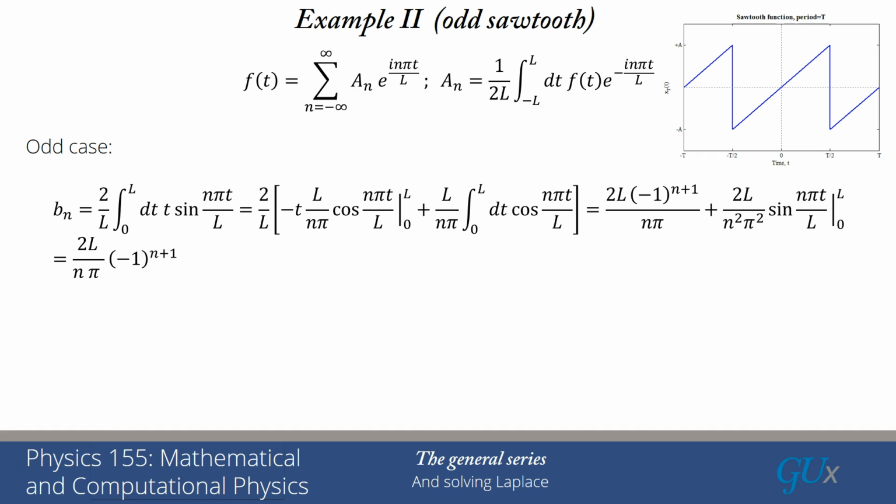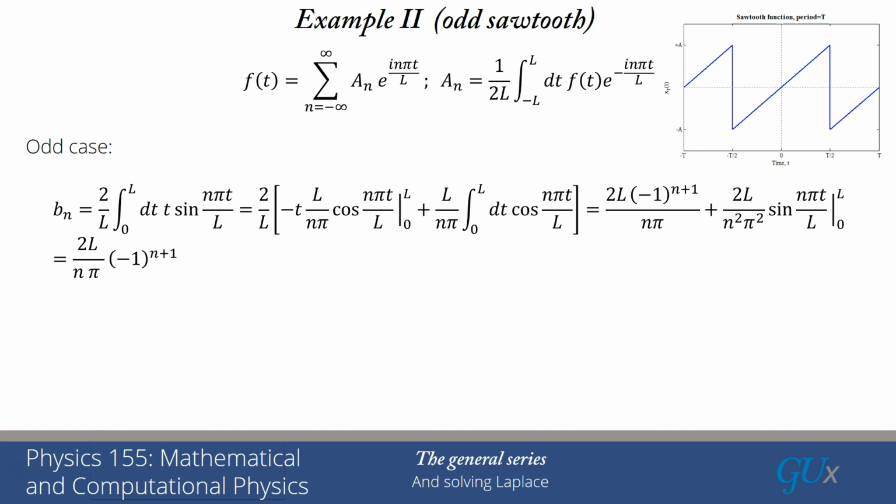All right, the integral terms: to integrate the cosine, I get a sine, and so I get 2L over n squared pi squared sine n pi t over L. I evaluate that at L, I get 0. I evaluate it at 0, I get 0. And so actually it's just the boundary term that contributes in this case.